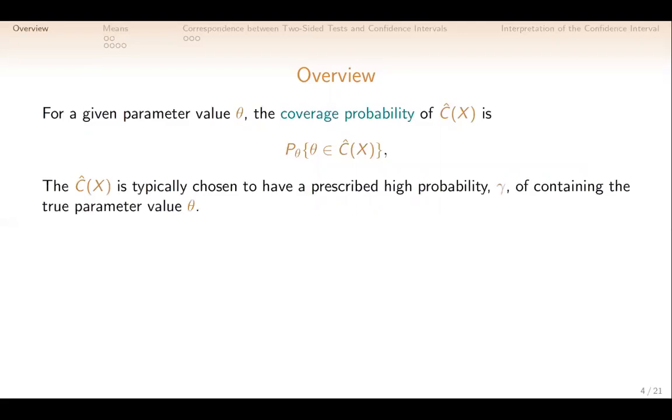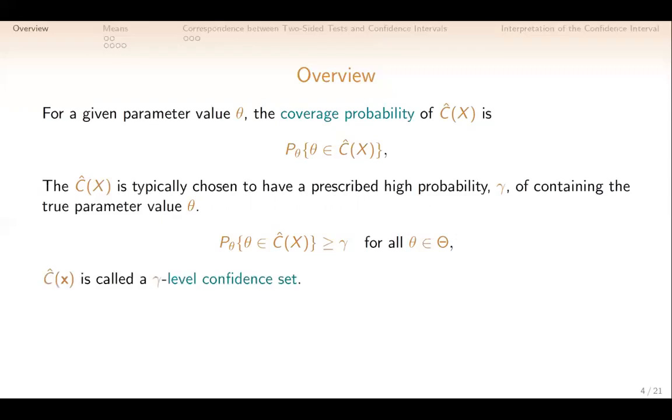Okay, you typically want to be thoughtful in the way you pick this random set C of X. You want to pick it so that it has high probability, I'll use the letter gamma, of containing the true parameter value theta naught. And you may want to do better than that. Since we typically don't know the parameter, you want to pick that random set in such a way that no matter what parameter value you have, the probability, if that is the true state of nature, that your parameter lies in this random set is at least gamma. And if that's the case, we call this set C hat of X a gamma level confidence set.